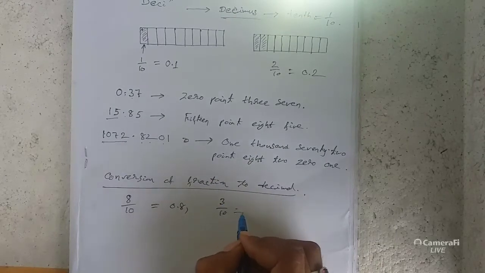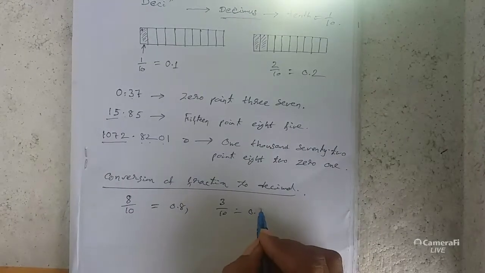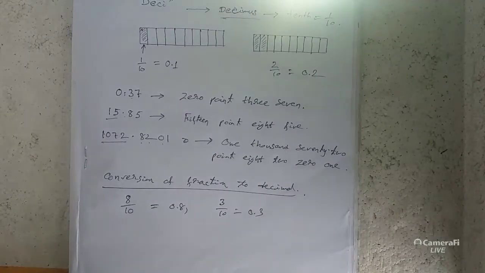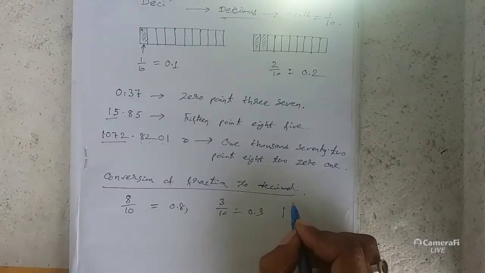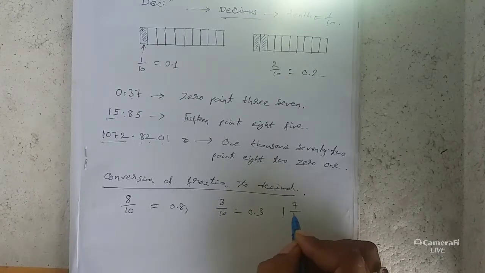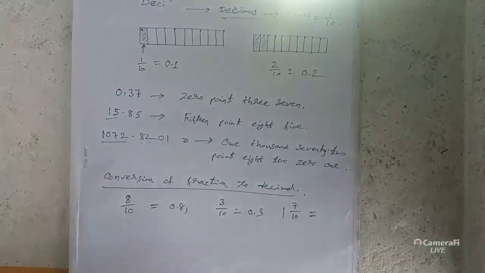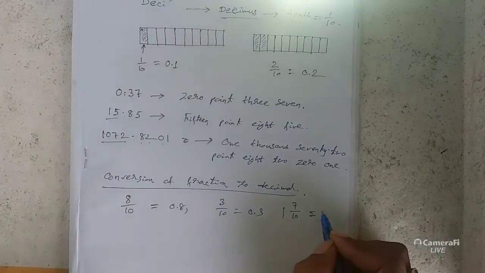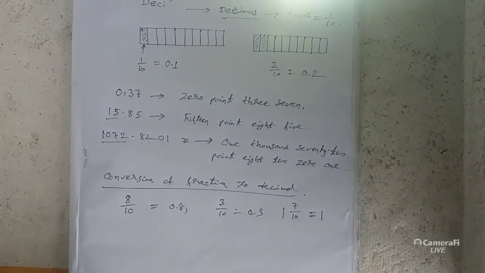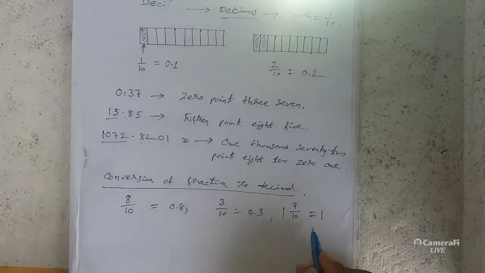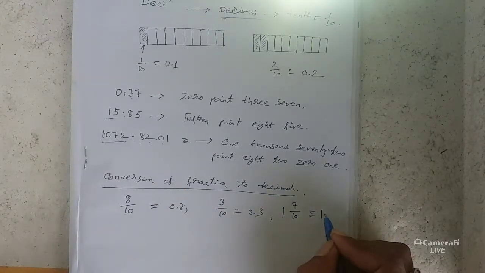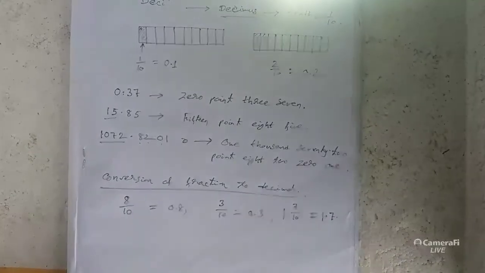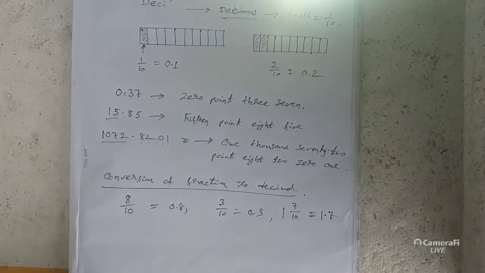3 by 10 means 0.3. Now, 1 whole 7 by 10. So this whole number will also stay whole in decimal, and after 1 whole, 7 by 10 means 0.7. So this becomes 1.7.